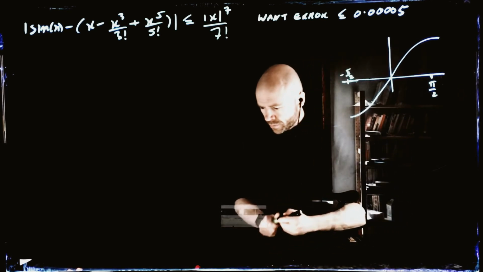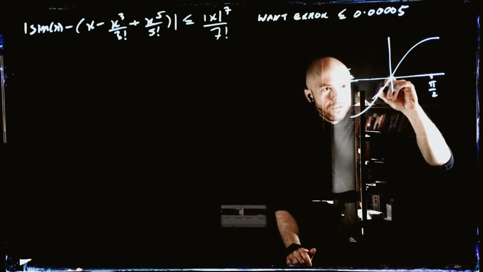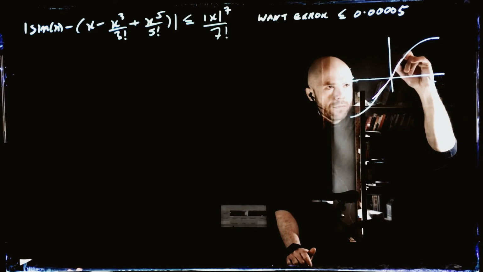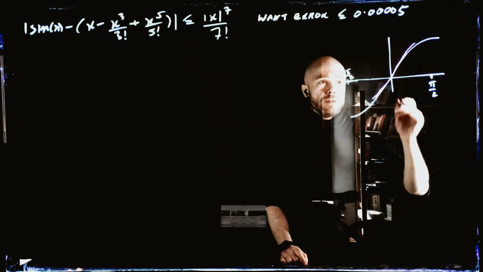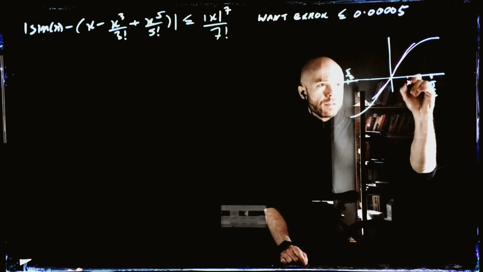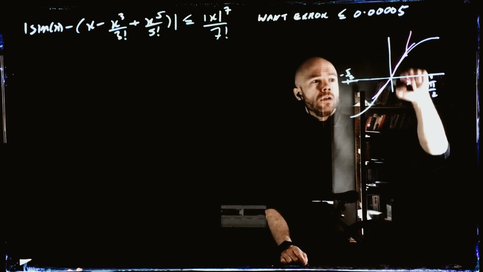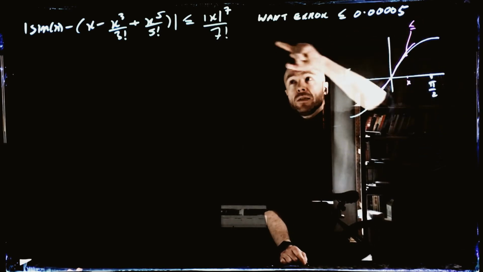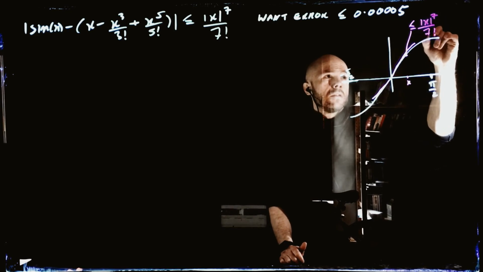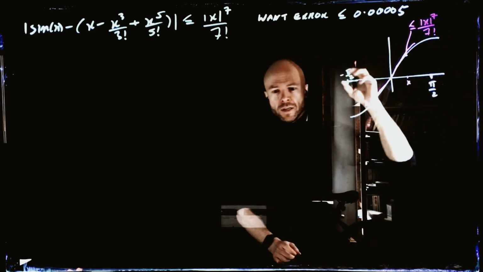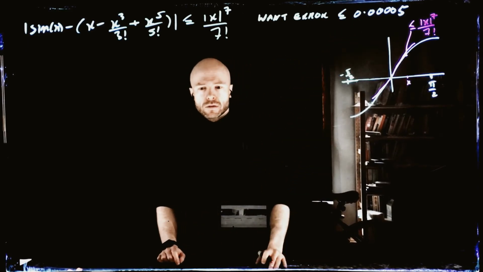We have this fifth degree Taylor polynomial. And what does this information say? This says that the maximum distance between the polynomial and the function is less than this, right? And we want to find an interval for which the error is less than this thing, okay?